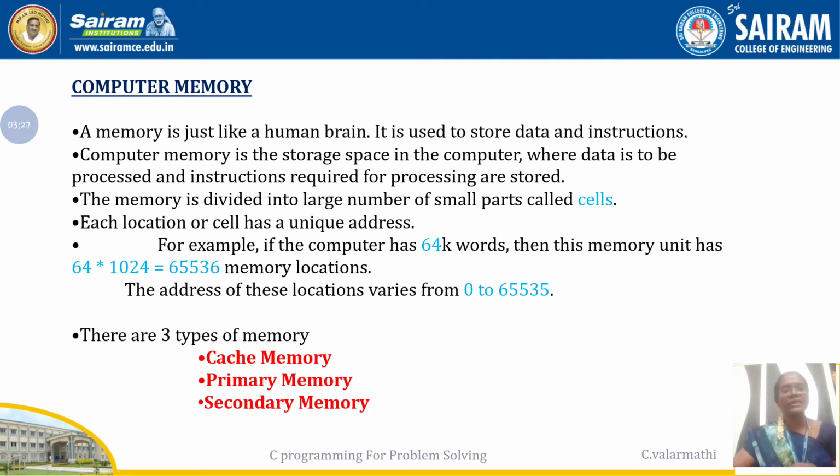Now this computer memory is broadly classified into three types. First is cache memory, then primary memory and secondary memory. Let us see them one by one.